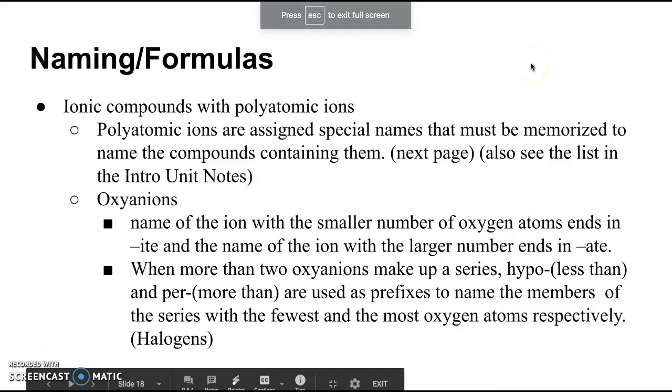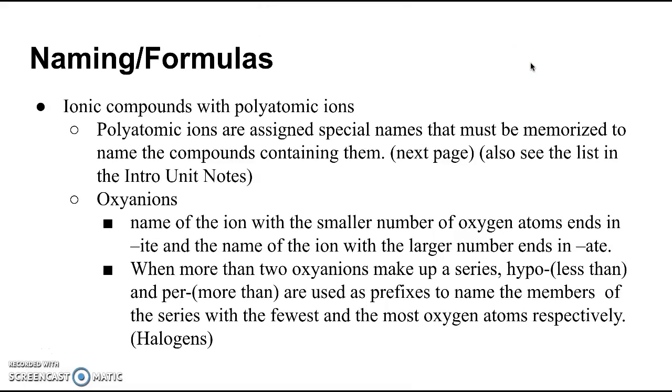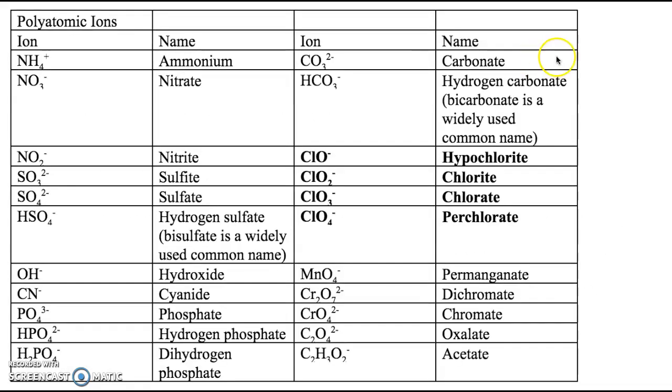Hello, so here's part two of the naming notes. This is where we left off with the polyatomic ions. You have this list in your note packet as well. These are all the polyatomic ions that you want to know about. There's a lot of them, and any of these might be on the test, so you want to get to know them, okay?